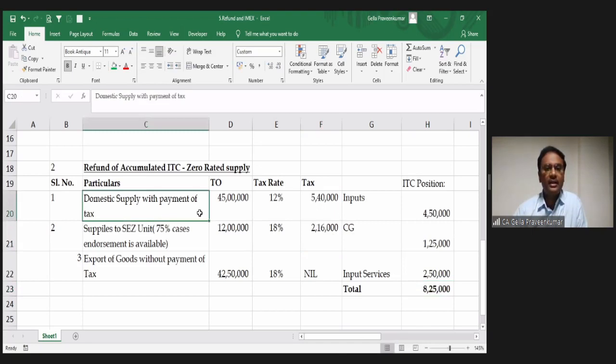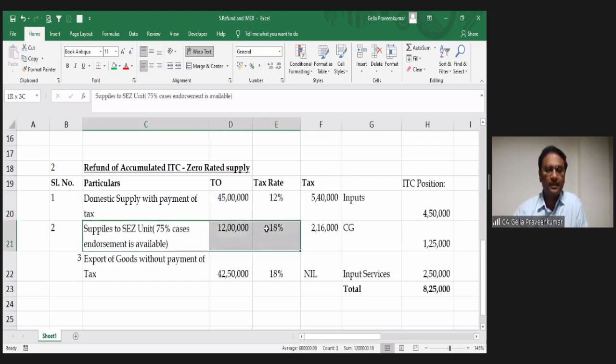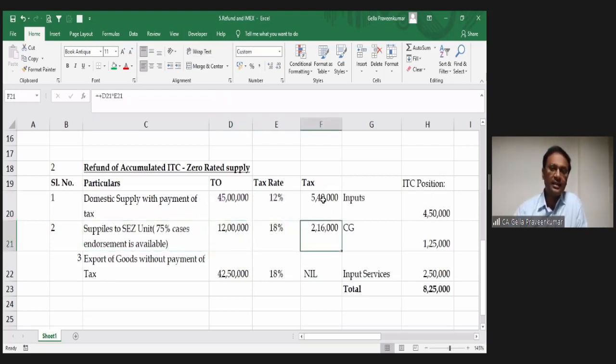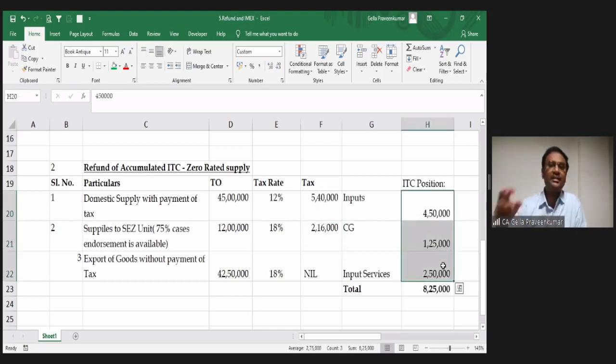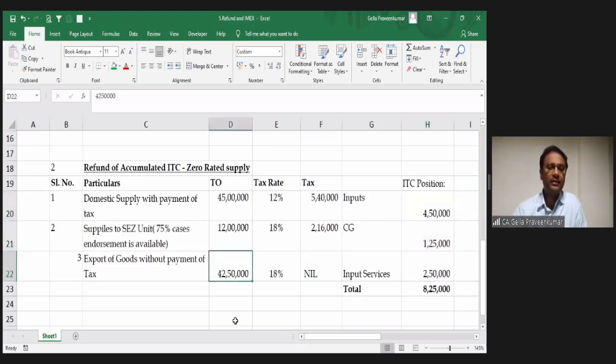Now, domestic supply with payment of tax: whatever purchases I have done, that is being paid. Supplies to SEZ, whatever the value is, on that I have paid tax. Again, when I'm paying my tax, it should be out of my purchases, the tax which has come from my purchases. Now there is a turnover of 42 lakhs, which is export, where I haven't paid any tax. It is export without payment of tax.